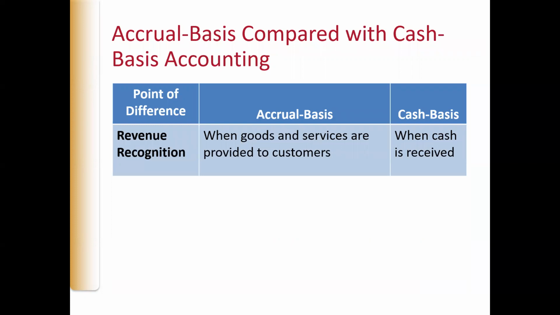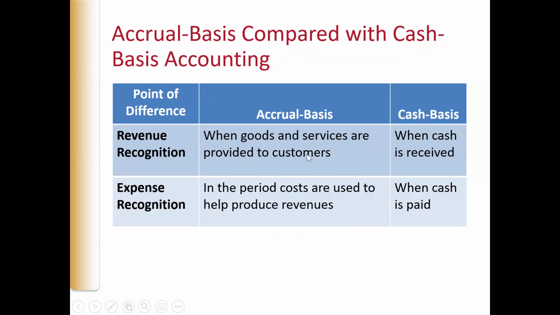Now, the accrual basis is when goods and services are provided to the customers, earned. But under the cash basis, it's when cash is received. With expenses, accrual basis is in the period costs are used to help produce revenues. And the cash basis is when cash is paid.